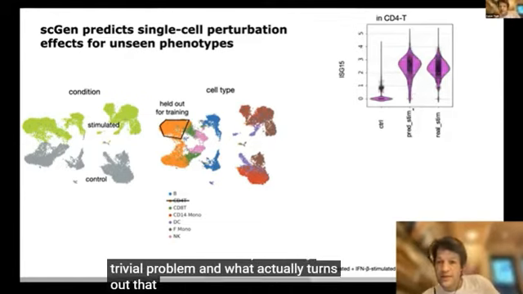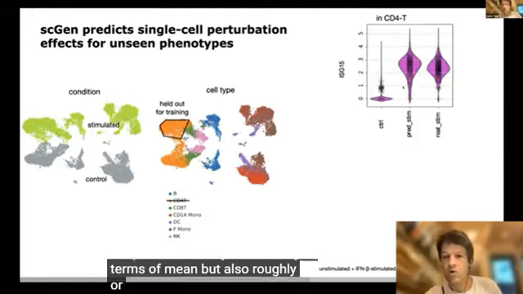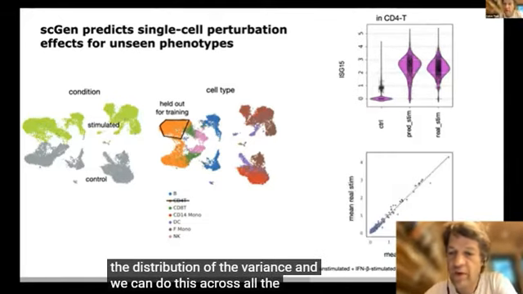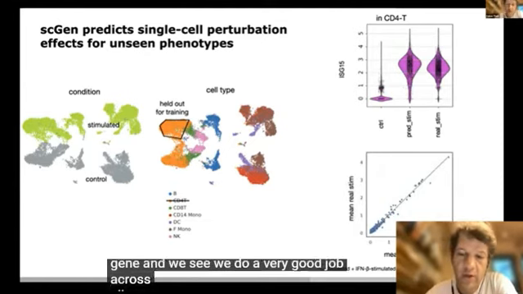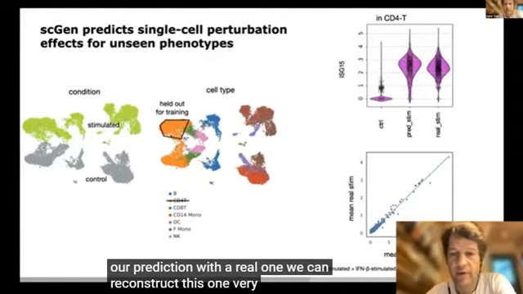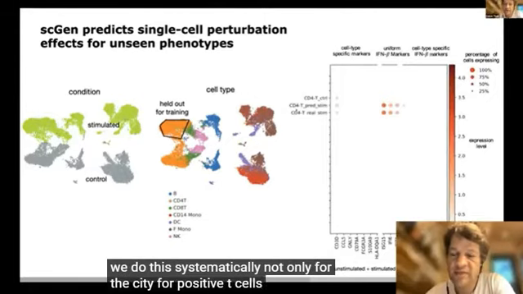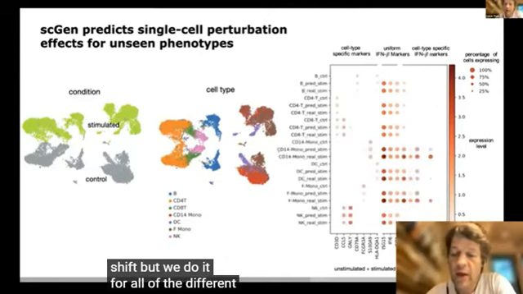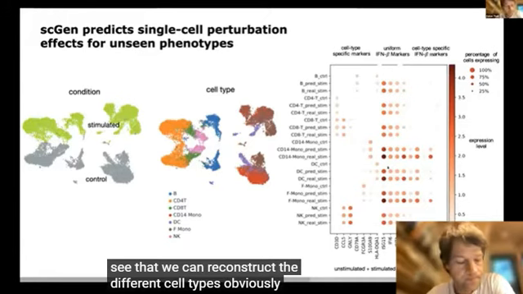And what actually turns out is that the prediction really fits not only in terms of mean, but also roughly, or not so bad, at least also in terms of the distribution of the variance. And we can do this across all the different, in this case, each of the dots will be a gene, and we see we do a very good job across all kinds of stimuli. So if you compare our prediction with the real one, we can reconstruct this one very well. And then we do this systematically, not only for the CD4 positive T cells, where you could argue maybe it's just a linear shift, but we do it for all of the different holdouts, and we see that we can reconstruct the different cell types robustly.